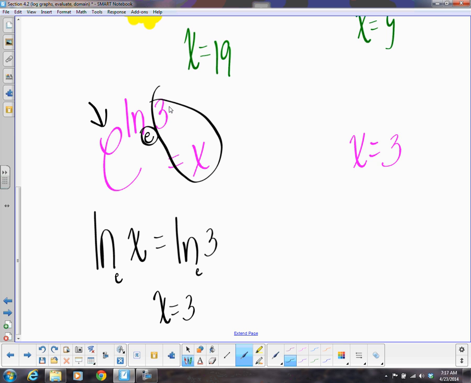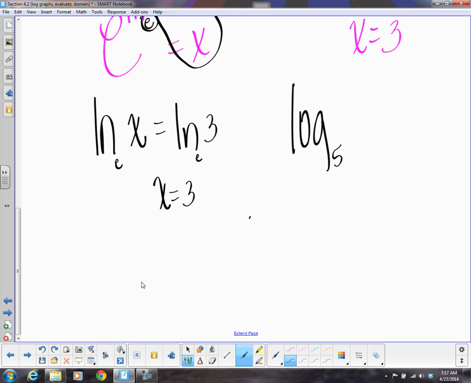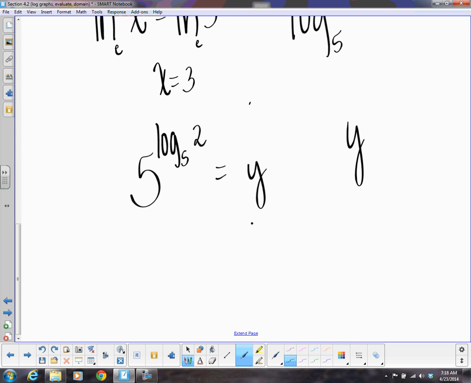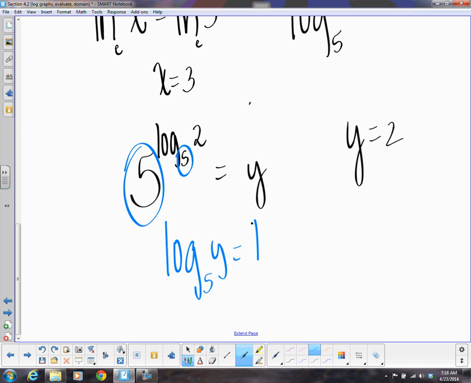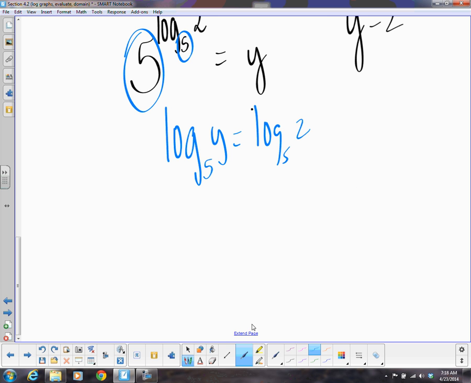So if I have 5 raised to the log base 5 of 2 equals y, what is y? Y equals 2. Why does y equal 2? The base and the base of the log are the same. It would be log base 5 of y equals log base 5 of 2, which means y equals 2. That's one of the properties. That's just kind of foreshadowing of what is to come. Any other questions? That definitely, I think, was the hardest question in your homework.